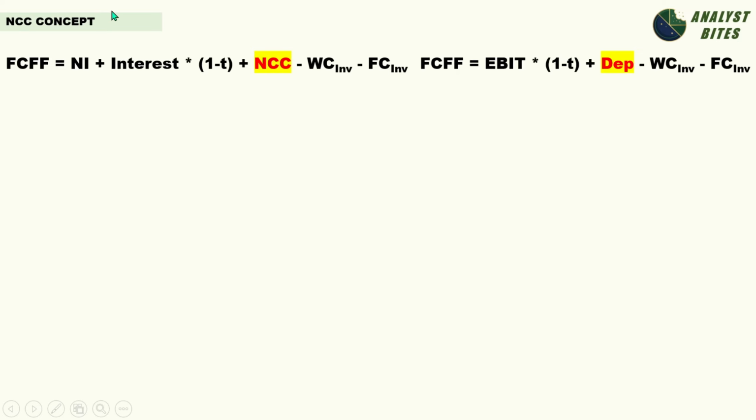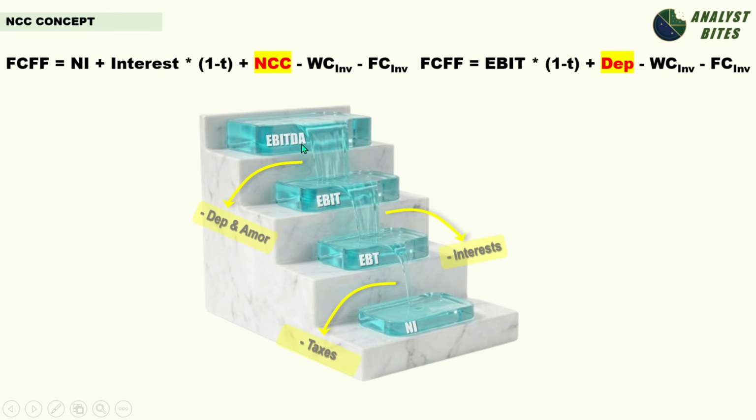To truly nail NCC, we first need to separate it from regular depreciation. Take a look at the income statement waterfall on your screen. A company's earnings start at the very top with EBITDA. First, we deduct depreciation and amortization to flow down to EBIT. Next, we subtract interest to reach EBT. And finally, we deduct taxes to land at the very bottom, net income.